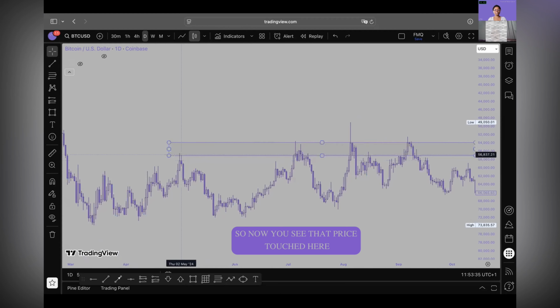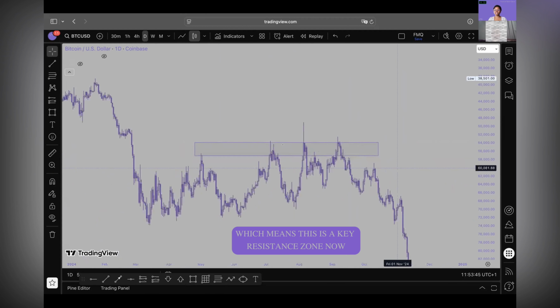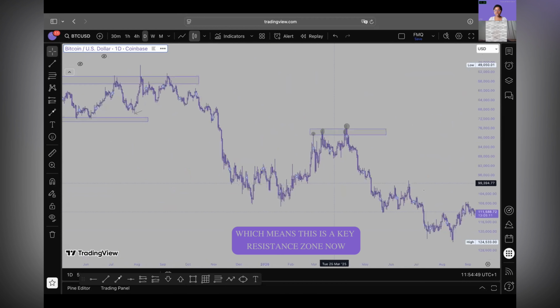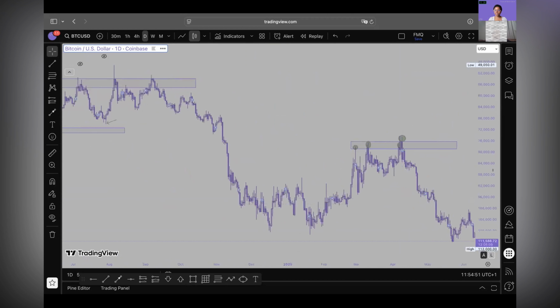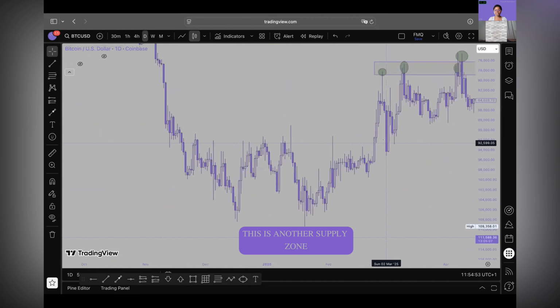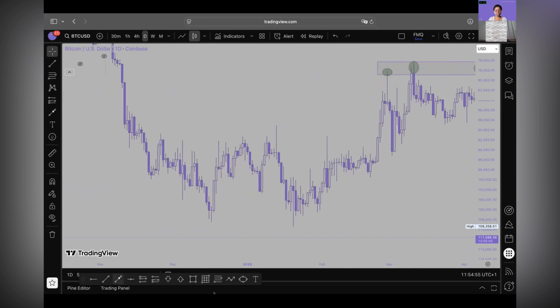So now you see that price touched here, 1, price came here as well, price reacted here, and price reacted here. So how many reactions is this? 1, 2, 3, 4, which means this is a key resistance zone. Now, this is another supply zone that can also serve as a demand zone.